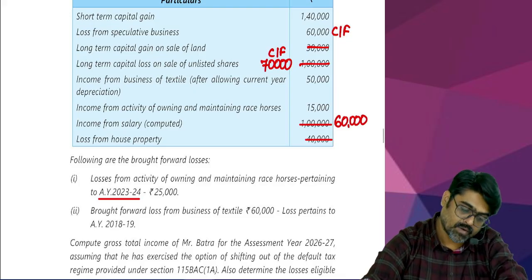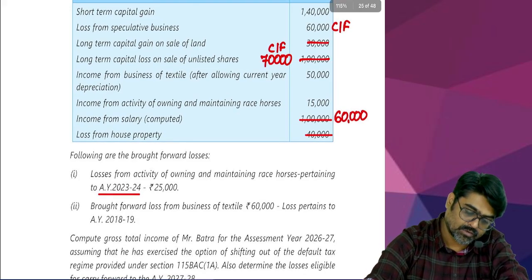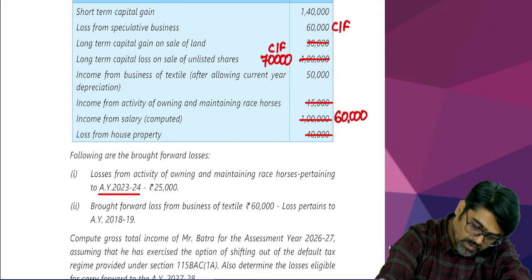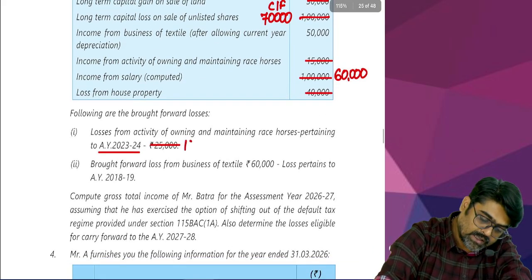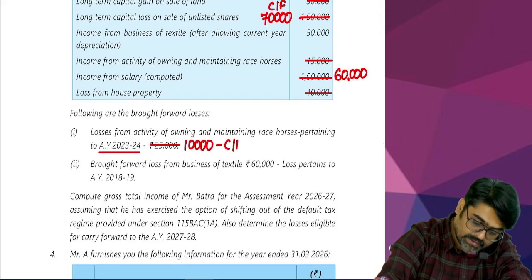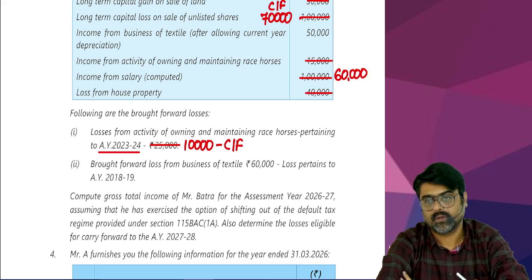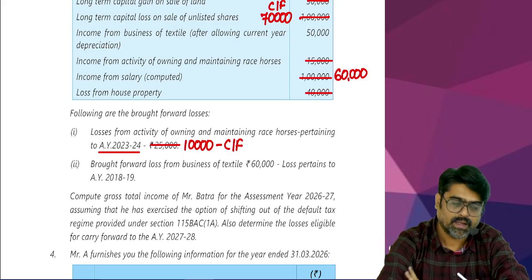Do you have any income from the activity of owning and maintaining resource? Yes. This 15,000 will go because against that 25,000 will be set off. Now still 10,000 loss will remain. Will it be carried forward for the next year? Fourth year. And this cannot be set off against any other income of this year. So it will be directly carried forward.